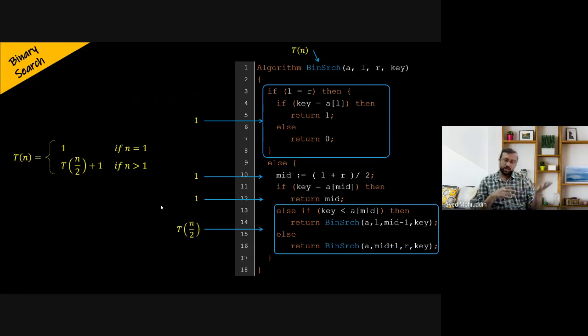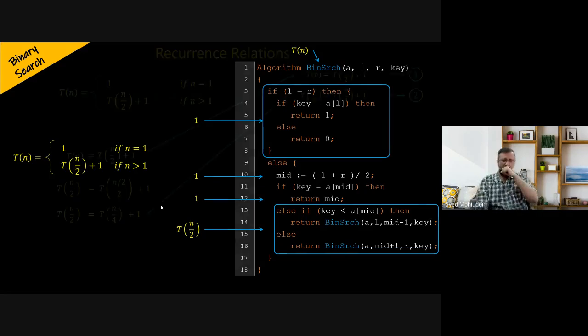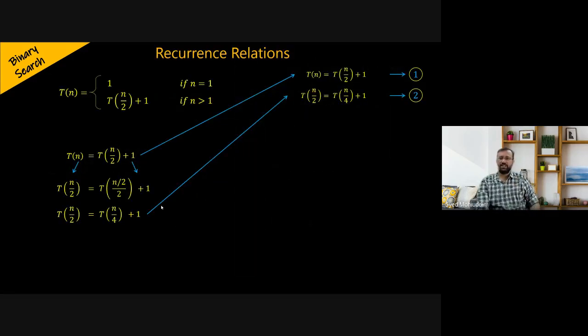Now we have seen a recurrence relation before. That was a general recurrence relation. This recurrence relation is specifically for binary search, and we got it through the steps from our binary search algorithm. Now to find the time complexity, we have to solve this recurrence relation. Let us look at how to solve this recurrence relation.